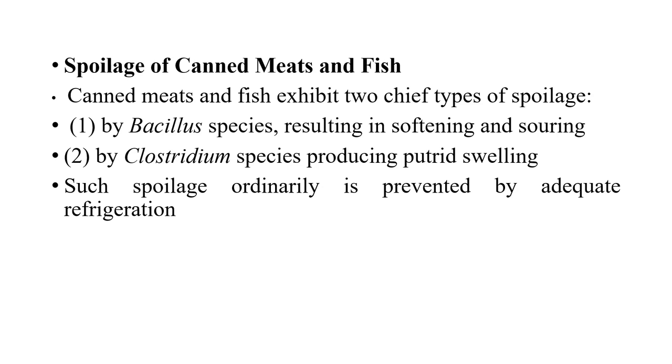So coming to the spoilage of the canned meat and fish, mainly two types of spoilage occur. The first one is by the Bacillus species, and the symptoms are softening and souring. The second is by Clostridium species, which produces putrid swelling, and it can be prevented by adequate refrigeration.